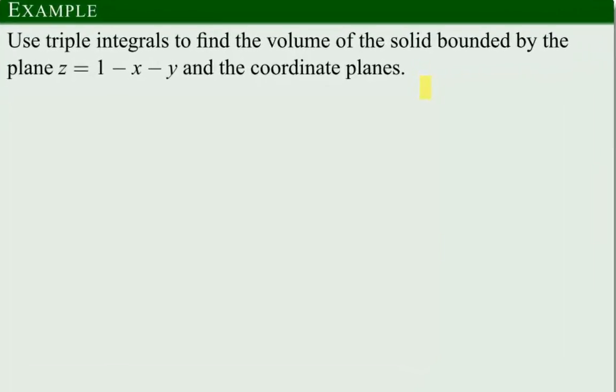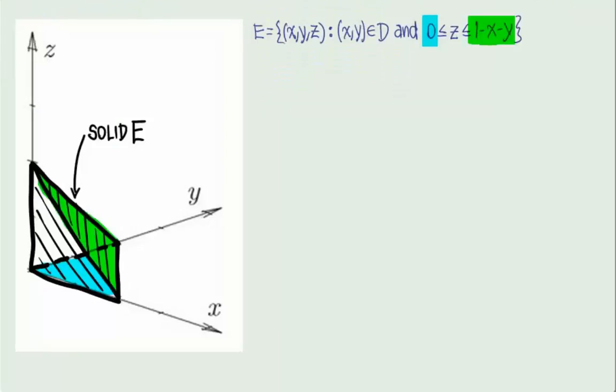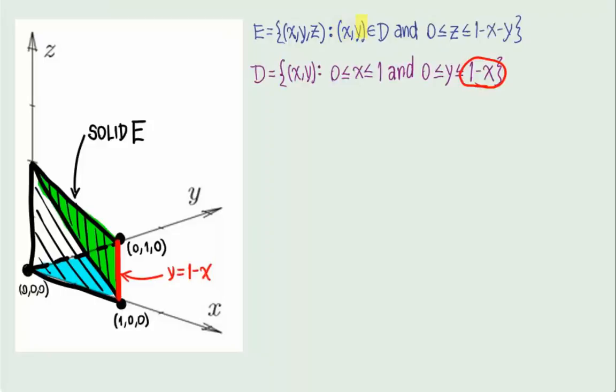So let me give you an example. Suppose that we want to use triple integrals to find the volume of the solid bounded by this plane and the coordinate planes. So we have, this is the solid E, and now notice that the bounds are going to be the coordinate planes and this yellow plane, that is z equals 1 minus x minus y. So notice that we can set it up as an xy region just like this. Now the region D is this triangle, and it can be set up like this. The x moves between 0 and 1, and the y moves between 0 and this line over here, that is y equal to 1 minus x.